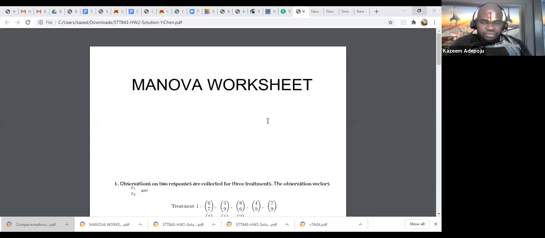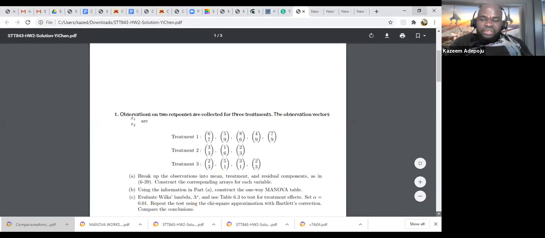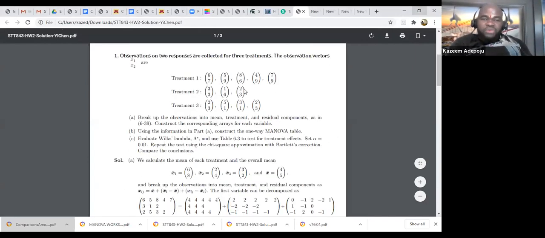Okay, so you can be looking at that material before Monday. Can you guys see the MANOVA worksheet? Yes. Okay, now the maneuver that I just talked about, take a look at this. You have a question like this. I'm going to walk you through this on Monday, but you can be going through that before Monday.